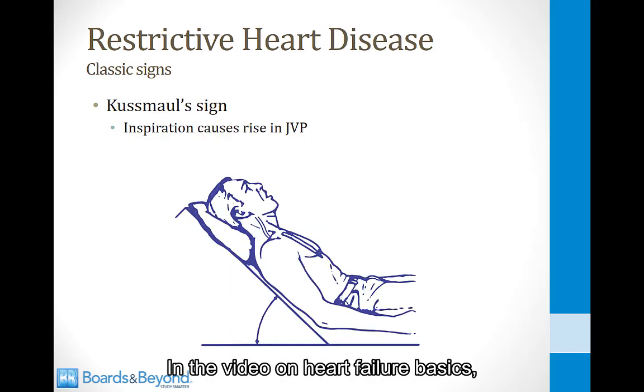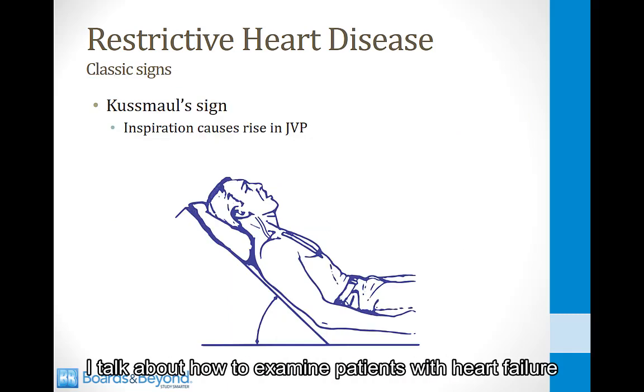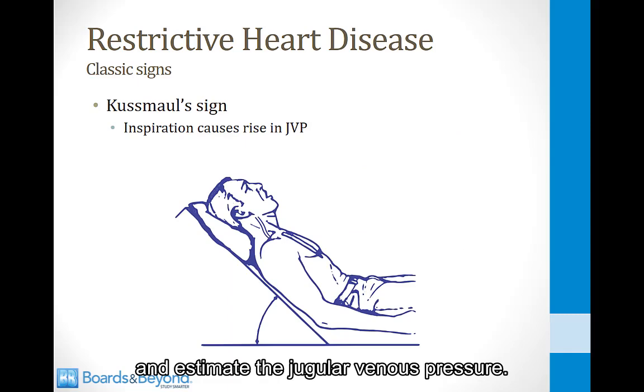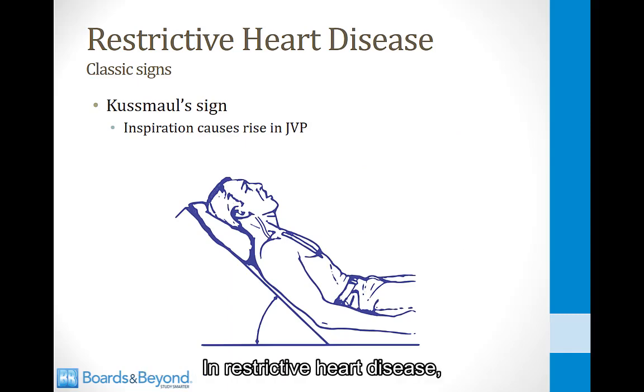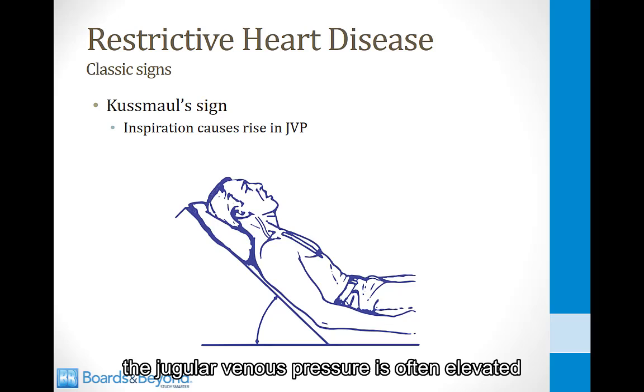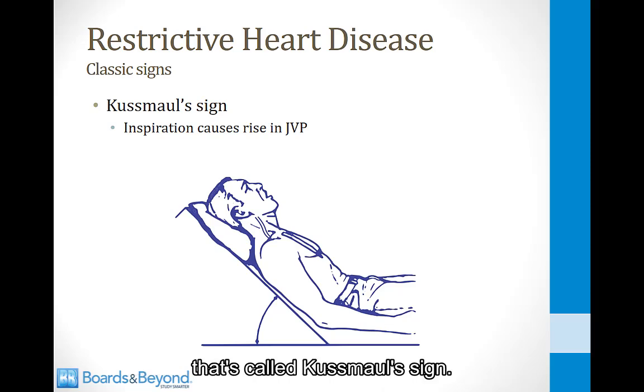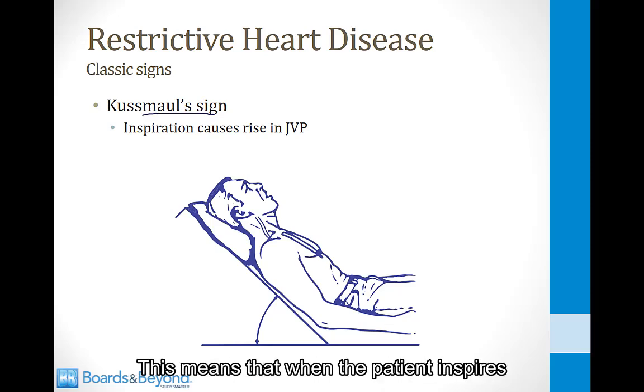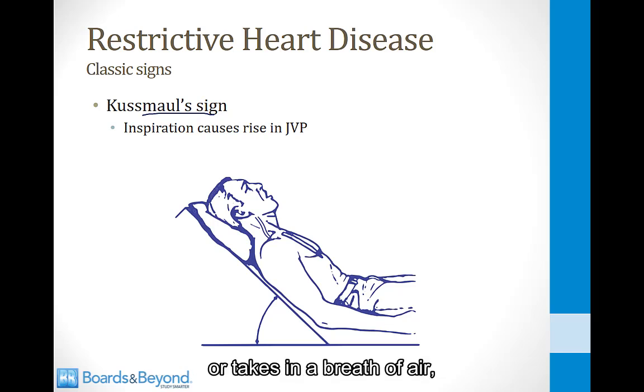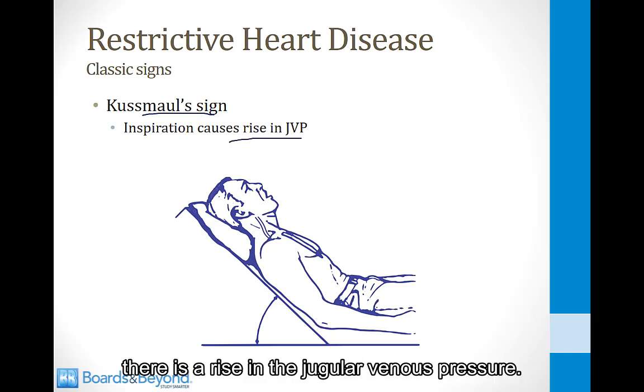In the video on heart failure basics, I talk about how to examine patients with heart failure and estimate the jugular venous pressure. In restrictive heart disease, the jugular venous pressure is often elevated, as I just told you on the last slide, but in addition, it often has a special feature that's called Kussmaul's sign. This means that when the patient inspires or takes in a breath of air, there is a rise in the jugular venous pressure.